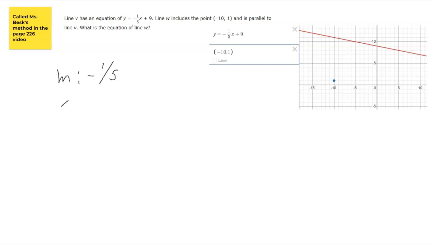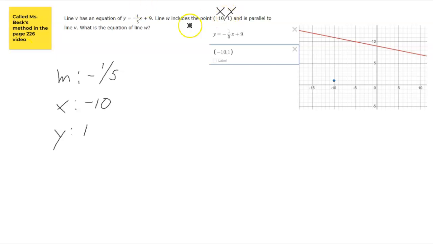And then also record that you know an x value and a y value, because we know that this -10 is the x coordinate and the 1 is the y coordinate. So our x is -10 and our y is 1.